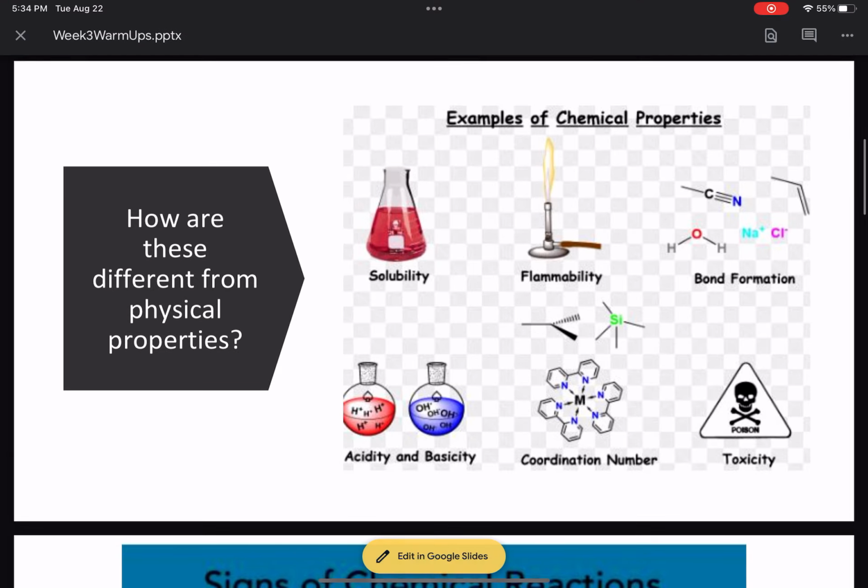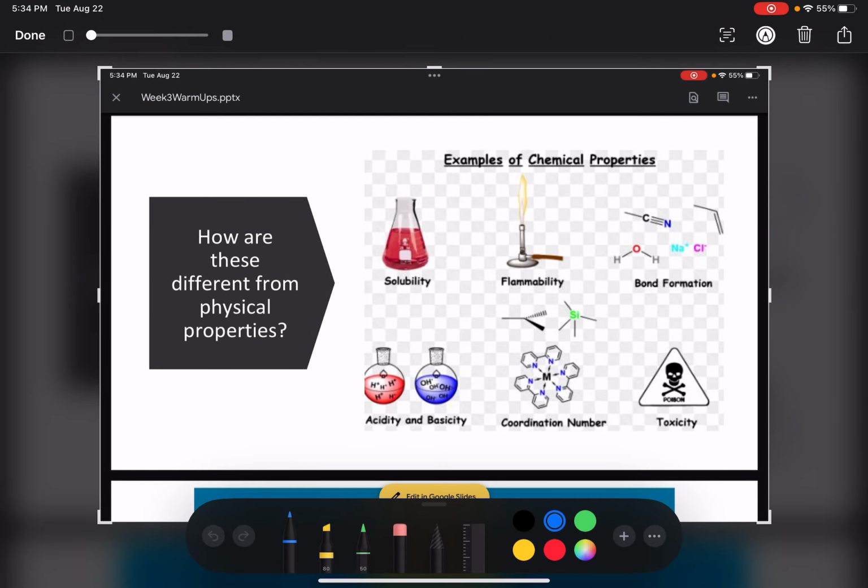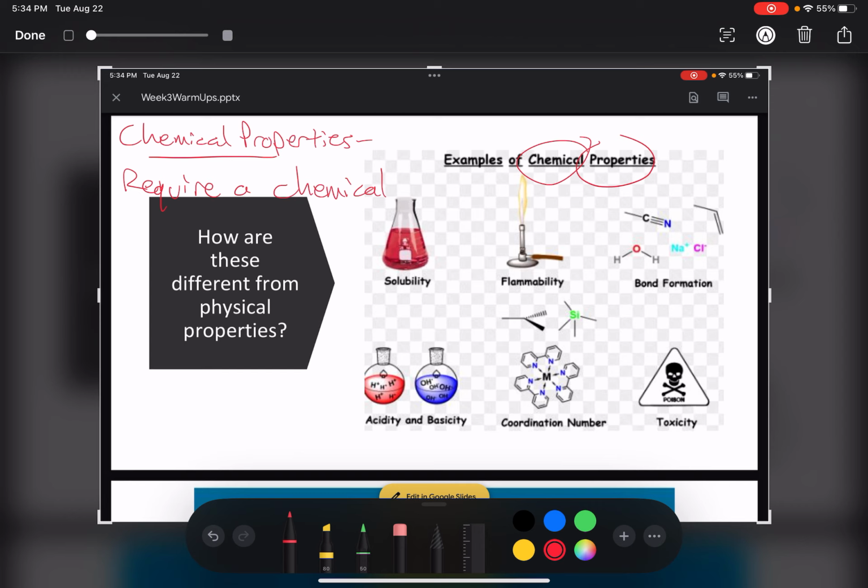Today we talked about these chemical properties, right? So these are all chemical properties. Let me go ahead and switch colors for you right here. Chemical properties, in contrast to the physical properties we discussed, are going to require a chemical change.